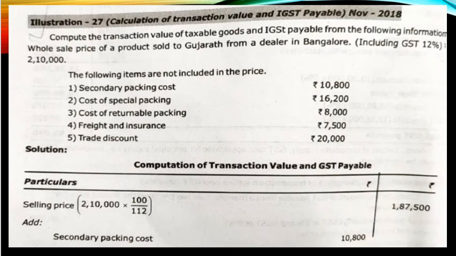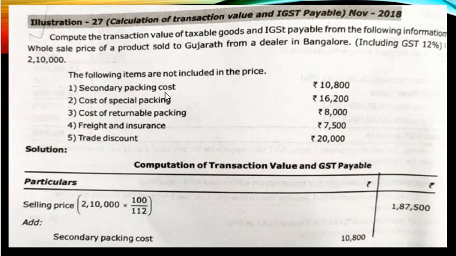We have solved this kind of problem initially, where we know that this amount is for 112%. We need to find out for 100% what the value is. It is nothing but cross multiplication. When the sale price is including GST, we assume the selling price to be 100 plus the GST rate, which is 112%. So when this 2,10,000 is for 112%, because GST is 12%, then for 100% how much is it? We will cross multiply.